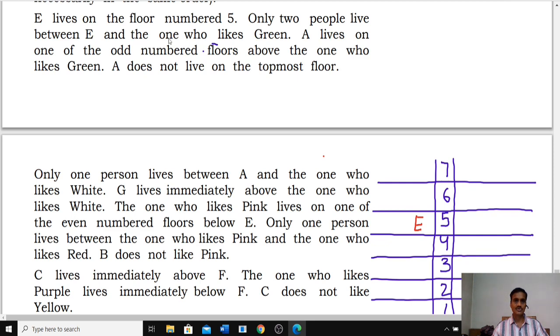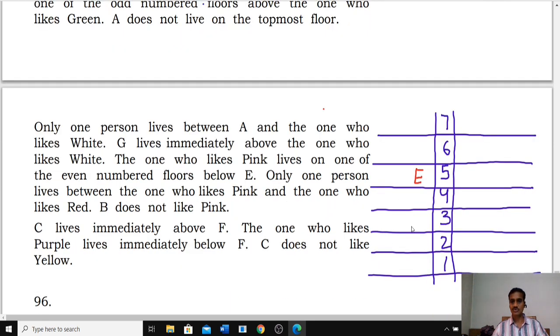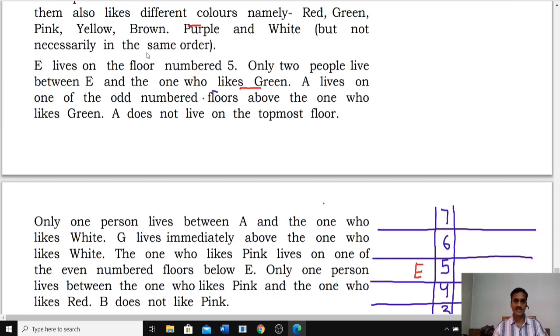And only 2 people live between E and the one who likes green. So the one who likes green must stay on the second floor. Green.